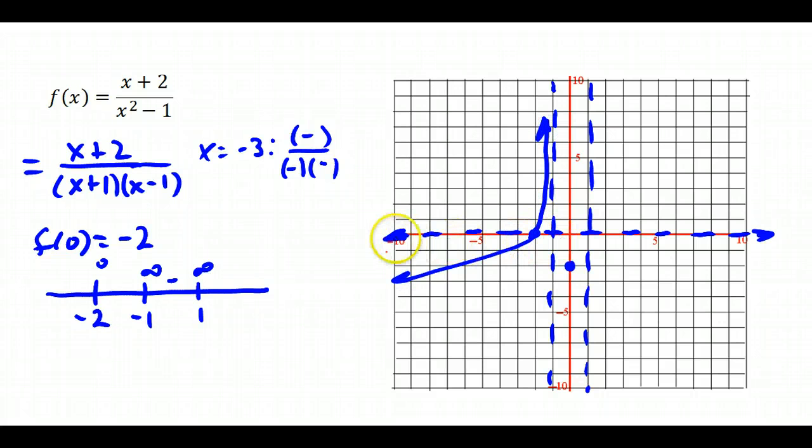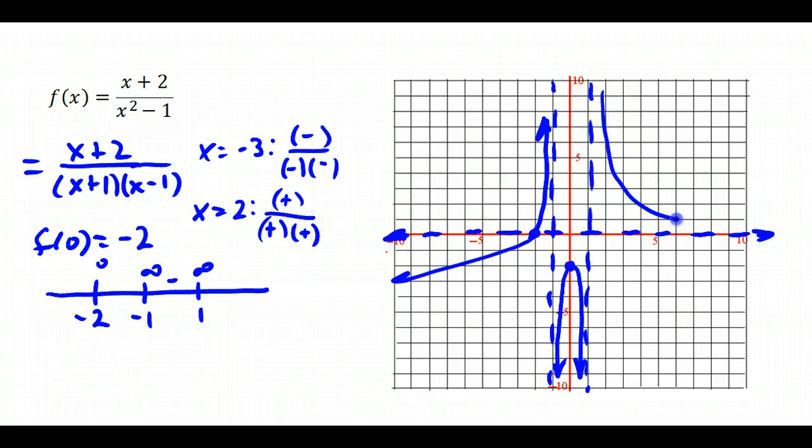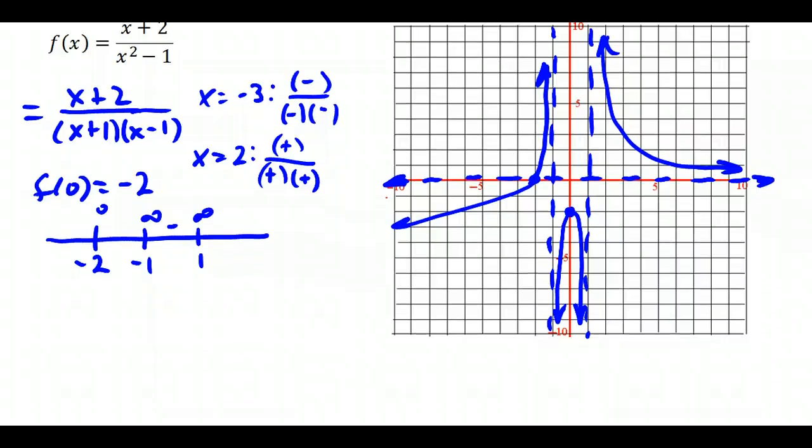Which brings up an interesting point. It is possible to cross a horizontal asymptote. You will never cross a vertical, but you can cross a horizontal asymptote. Okay, and then this is going down like that. And if we pick a point past 1, say 2, I've got a positive over a positive times a positive. So everything's positive. Now I would probably want to get some more points out here to see what the basic shape is, but in the interest of time, we're going to move on to the next example.